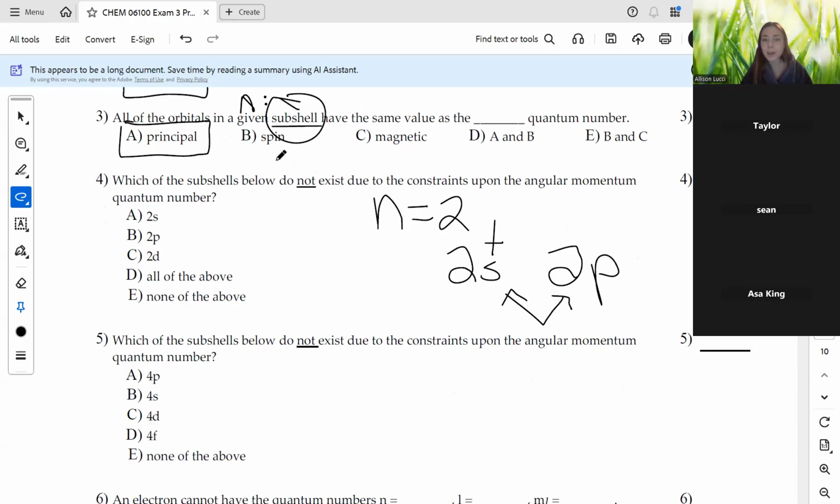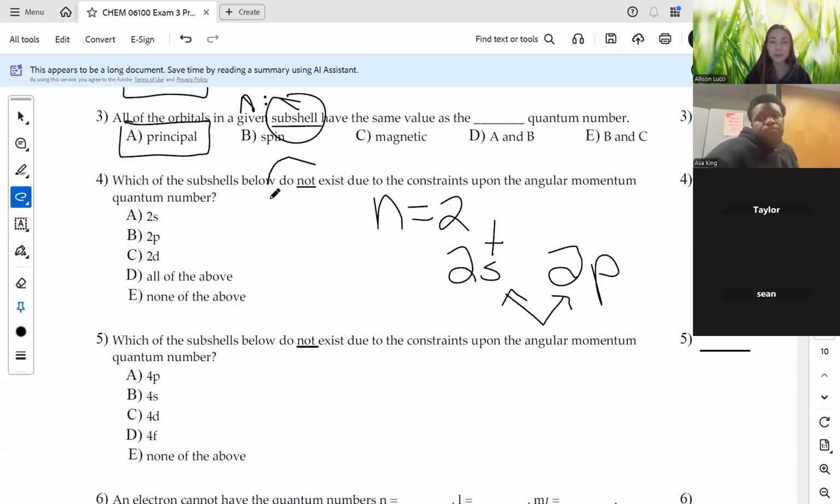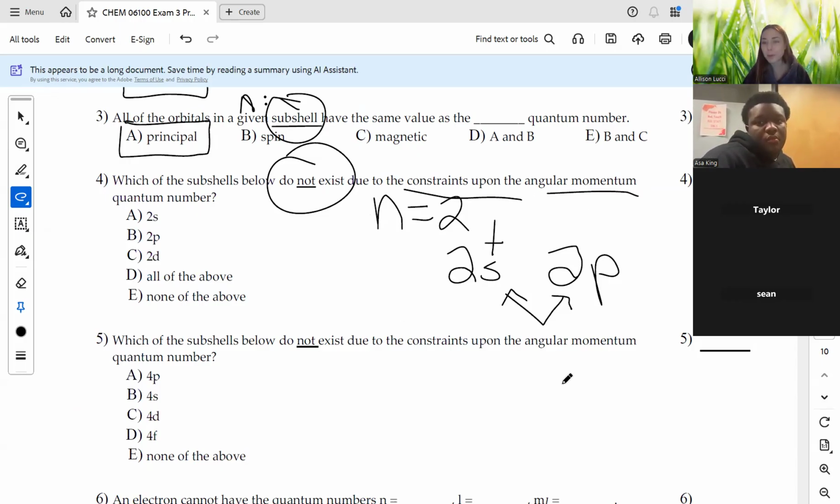So sometimes we were asked what are acceptable quantum numbers. Sometimes we're asked what are unacceptable quantum numbers. This question asks kind of somewhere in between. It asks us to interpret which quantum numbers do not exist due to constraints on angular momentum. So that would imply, due to the equation or the way that we figure out angular momentum, our l value, which gives us our shape, right?